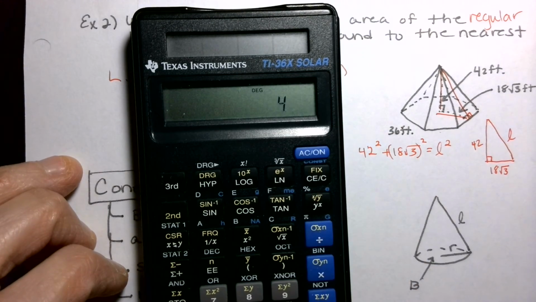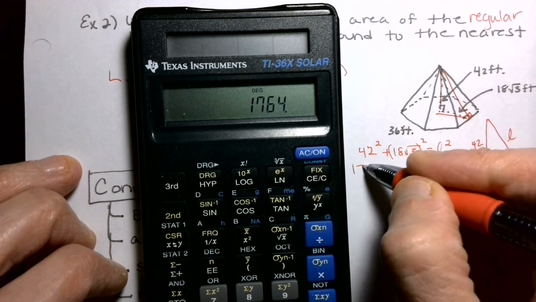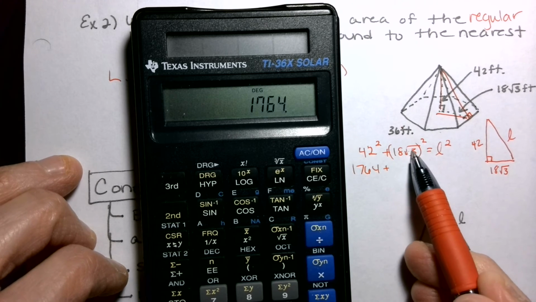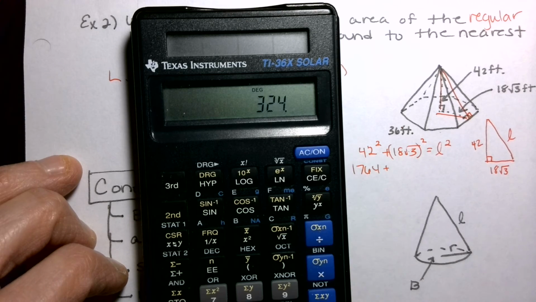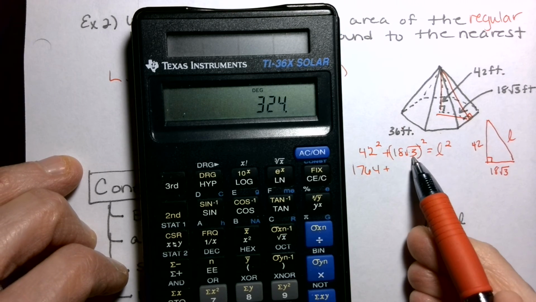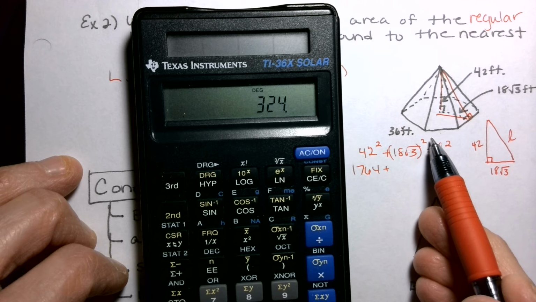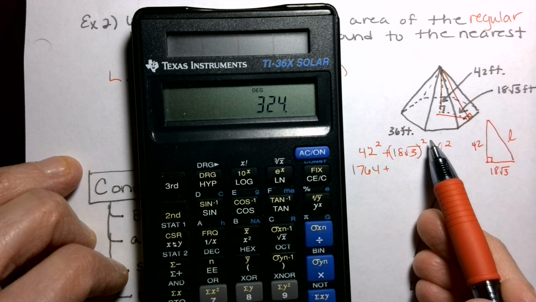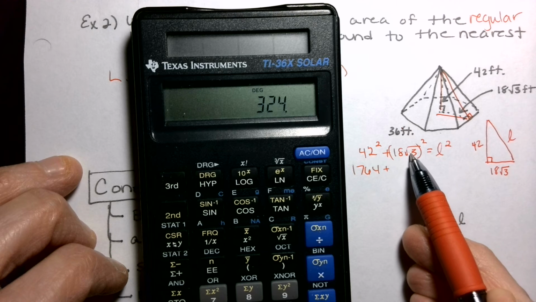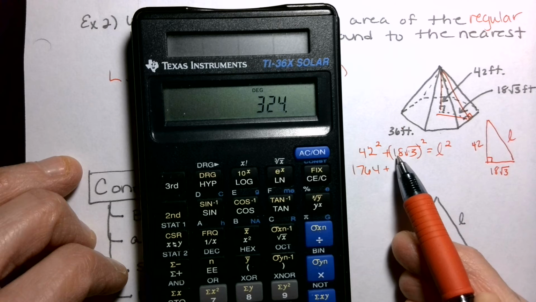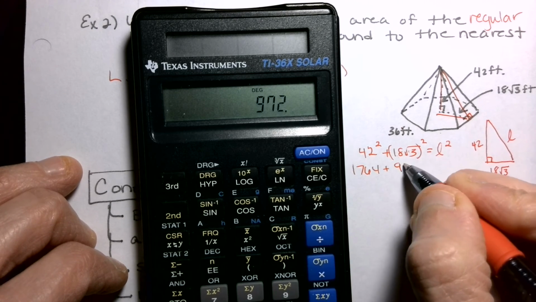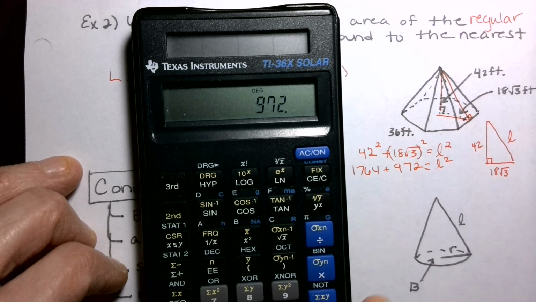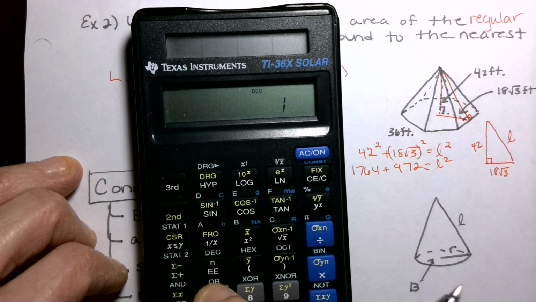So the 42 squared, simple enough, 1764. When you do this squared, the 18 gets squared, 324. But with the square root of 3 squared is 9. Square root of 9, which is 3, right? So the square root of 3 squared, the square and the square root cancel each other, and you're left with 3. So I've got 324 times 3. So 972 plus 1764.